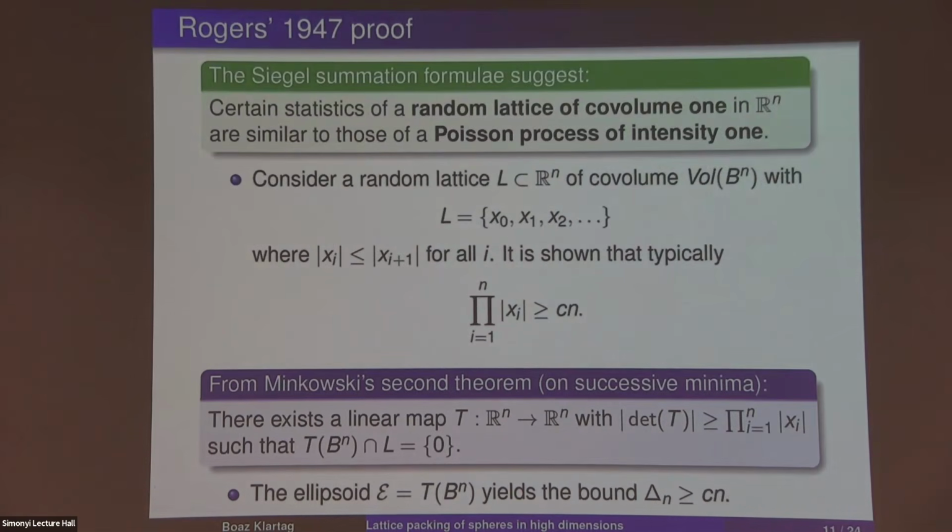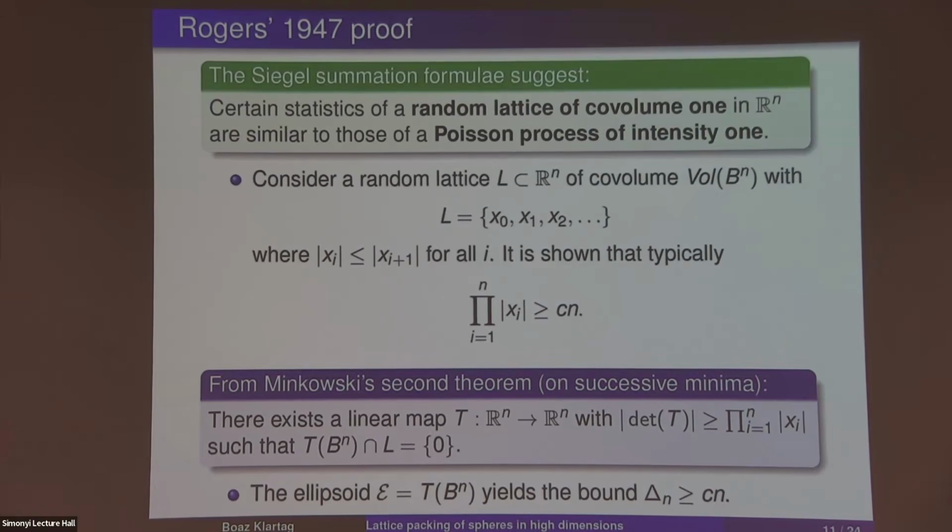Now let's move on to the Rogers proof of 1947. So how did Rogers improve by a factor of n the Minkowski bound? Rogers actually wrote in one of his papers that some statistics reminds him of a Poisson distribution, which he learned from some economist. And indeed, this is true. So what we kind of understand from the Siegel summation formula is that certain statistics of a random lattice in Rn remind us of those of a Poisson process of intensity 1 in Rn.